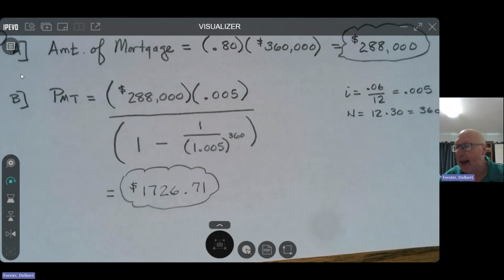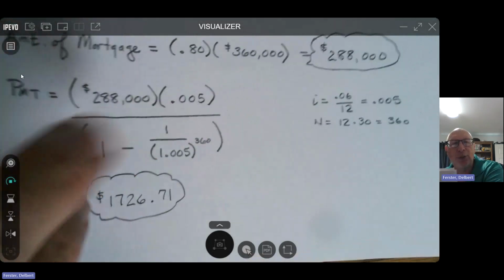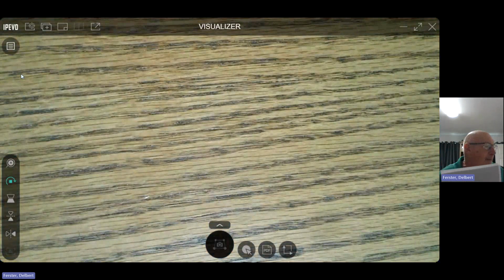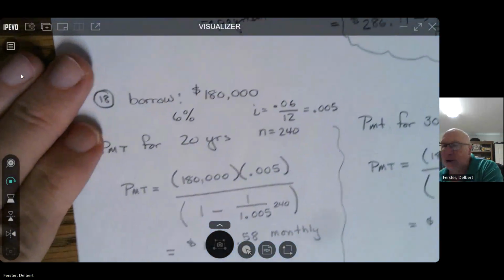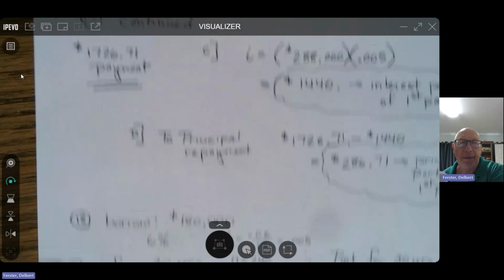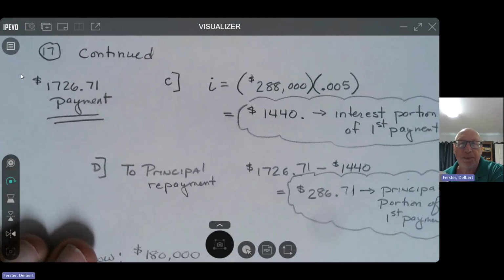All right, part C says, let's find out how much of that first payment goes to pay interest. So a lot of calculations, but it's not particularly difficult, not a whole lot of heavy lifting. So what we're going to see on part C is we're going to take that.